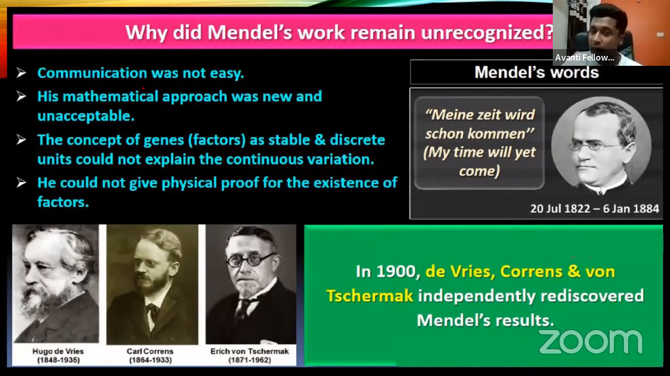He was talking about factors. He was trying to build mathematical tools, like your Punnett squares, right? And he was giving mathematical ratios to prove that there are factors, and this is how inheritance happened from one generation to another generation. That was the first thing, and people did not understand that at all. His mathematical approach was completely alien to that society back then.